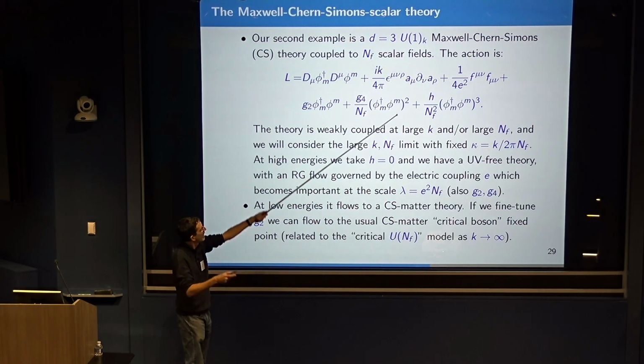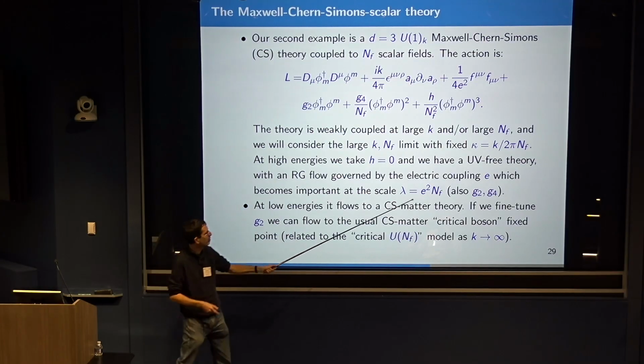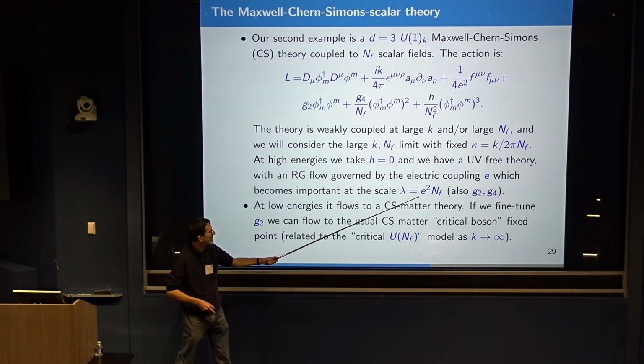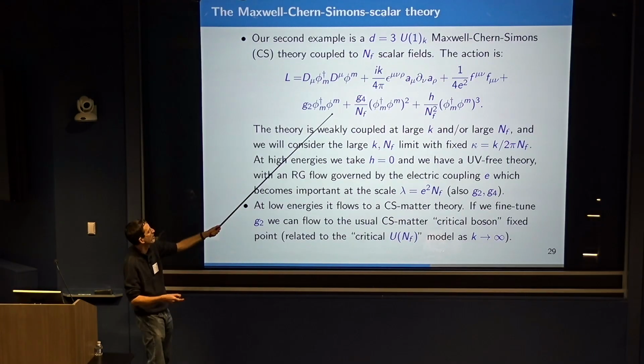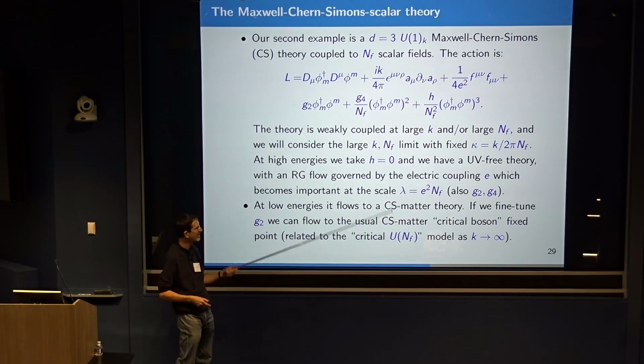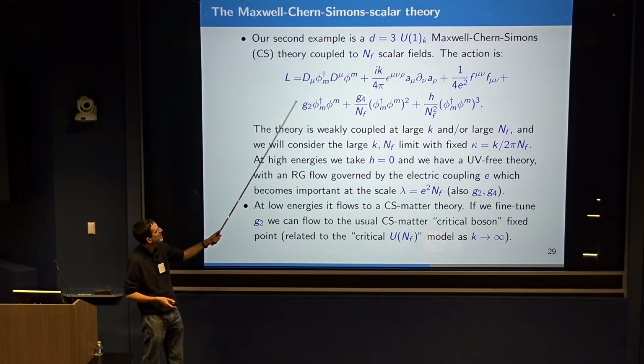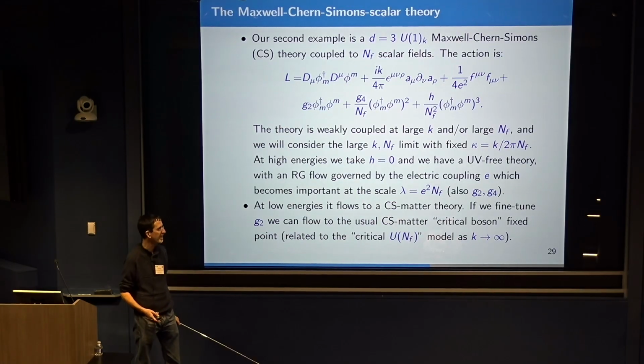And then as we go down in energies, eventually we hit this scale. For large NF, the relevant scale is e squared times NF. So at that scale, the gauge interactions start becoming important. And we could also generate phi to the fourth and a mass at that scale. And then if we fine-tune these parameters, we could land at various interesting fixed points.